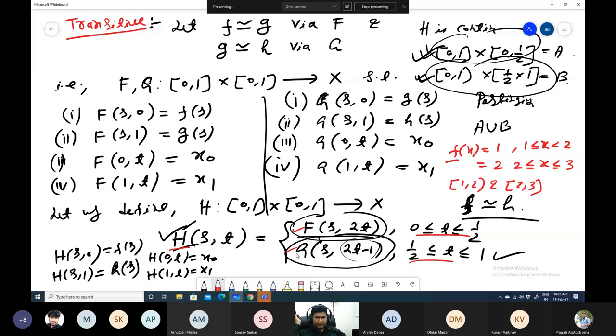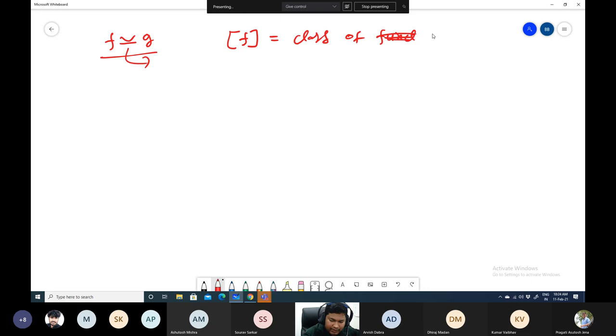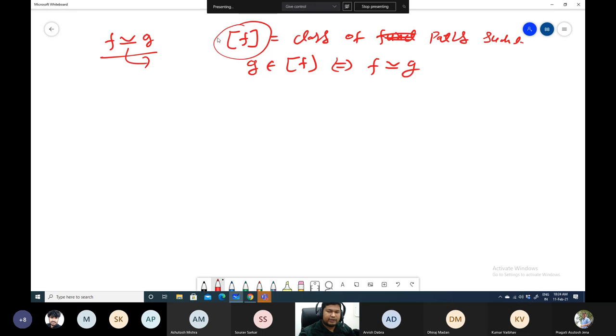Now, whenever we have a function f, we always know that f homotopic to g, this type of collection of functions which are homotopic to each other forms an equivalence class, right? Because that relation actually is an equivalence relation. So therefore now we define this class. This class means a class of functions, or you can say paths, such that whenever g belongs to this, that implies f is homotopic to g. Okay, now from now onwards we will work on this class only.